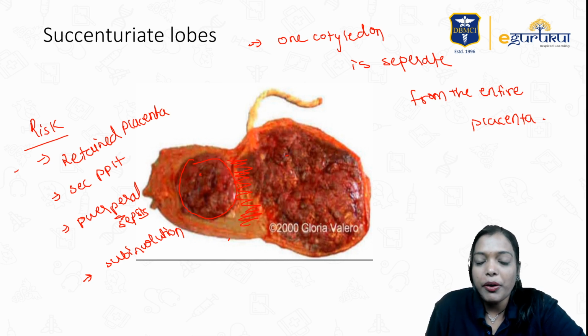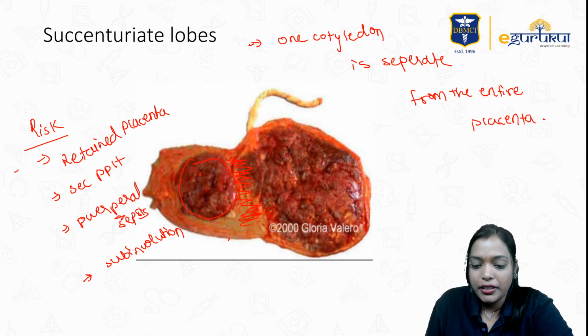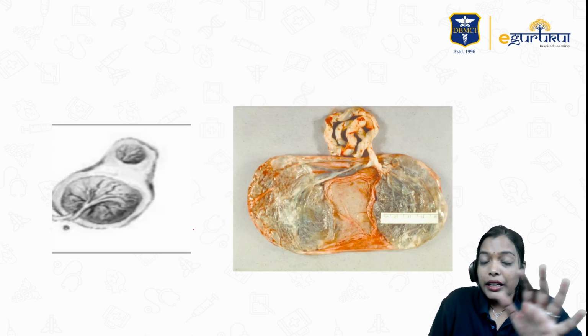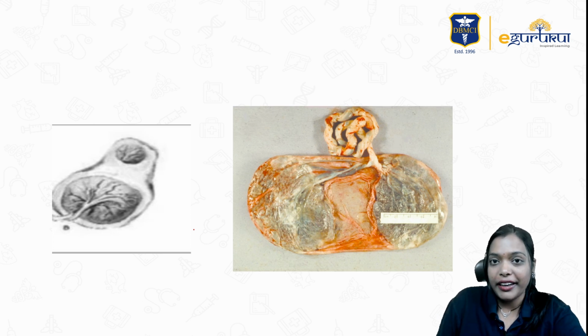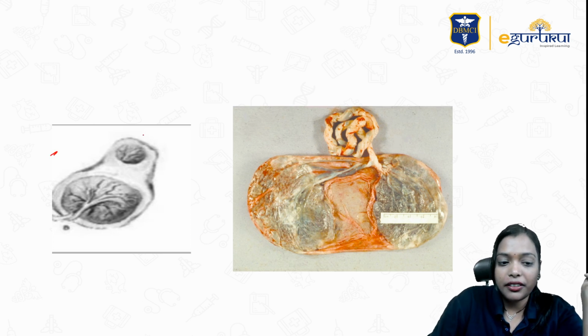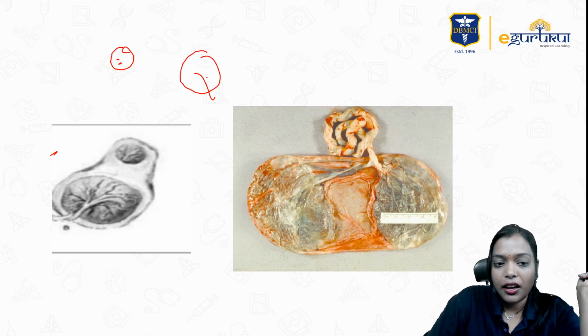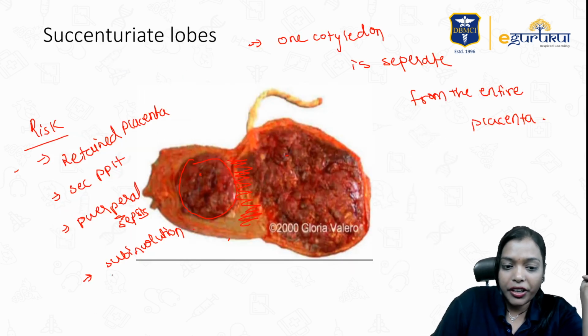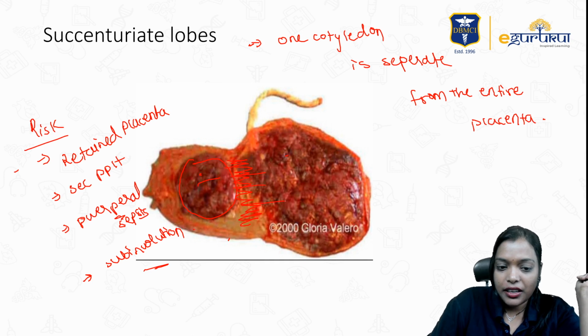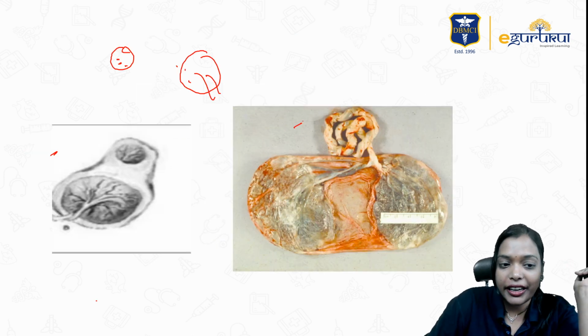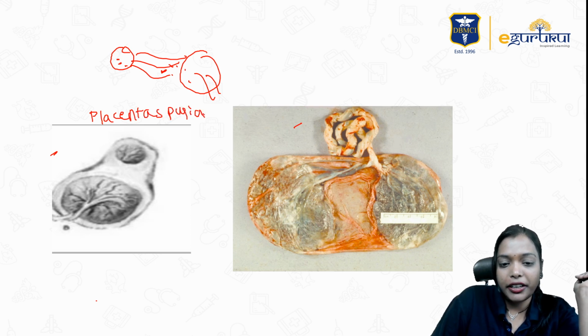So in succenturiate lobe, one cotyledon is separate from the entire placenta. In that you have a few more variants. When one cotyledon is separate from the entire placenta and it is not interconnected, then you call it placenta spuria. In succenturiate lobe they will be interconnected with the vessels, but in placenta spuria there is no interconnection.